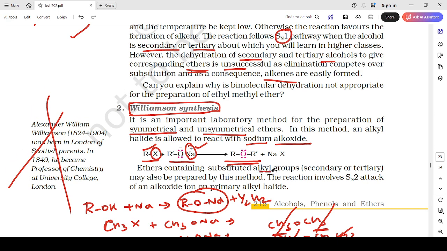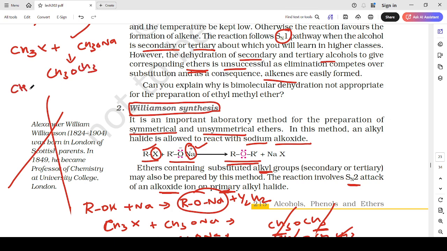Ethers containing substituted alkyl groups. What do I mean by that? Secondary or tertiary may also be prepared by this method. You can also prepare them. The reaction involves SN2 attack of an alkoxide ion on the primary alkyl halide. The very important thing is that I can use CH3X plus CH3ONa to form CH3OCH3.